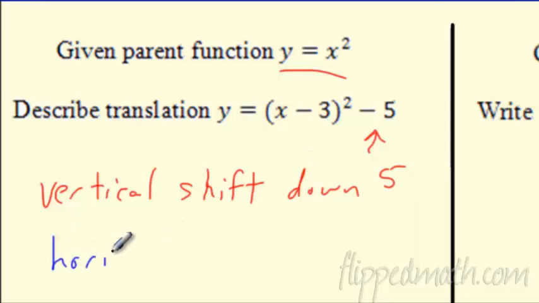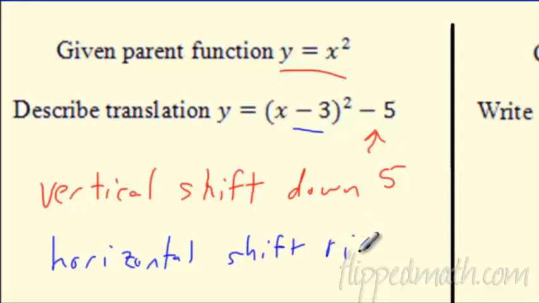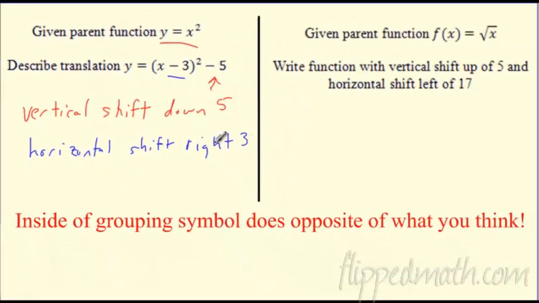And then what is this? This is going to be a horizontal shift. I know you could abbreviate to vert shift or hor shift, but that doesn't sound so good. It's going to be a horizontal shift. And remember, it's opposite what you would think. A negative would be left, but it's opposite of what you would think. This is going to be right 3. So that is going to be right 3.